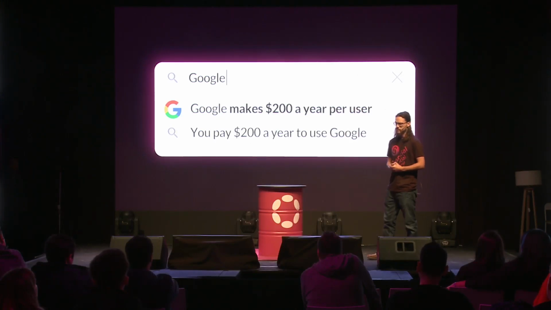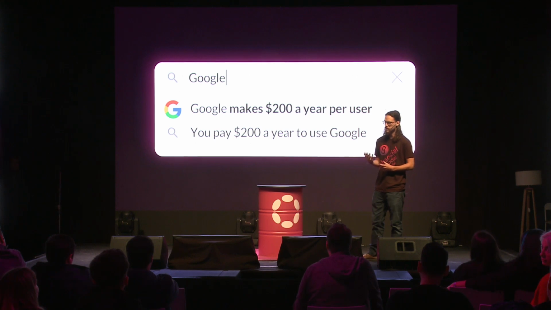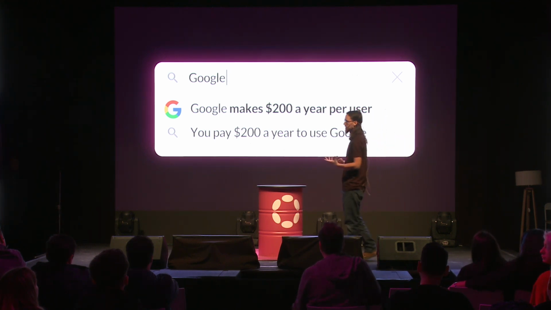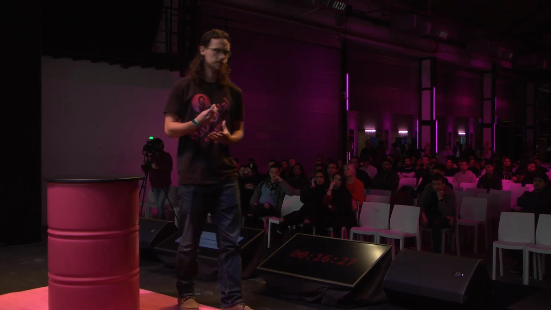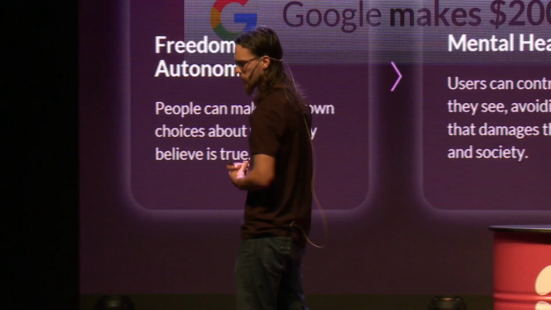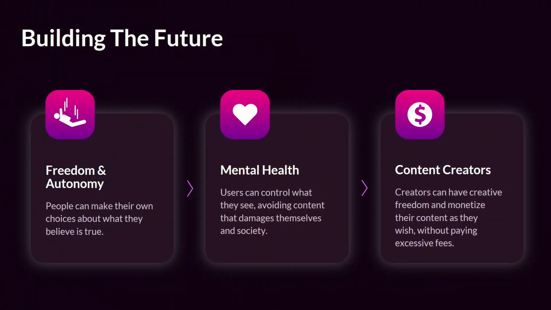And lastly, in regards to data, Google makes around $200 a year per user from selling our data. But the way I like to think of it is that we're basically paying $200 a year to use Google, which seems kind of high to me. So that's a lot of problems here, but if we look at what a better future could look like for social networks, we have 3 points here.